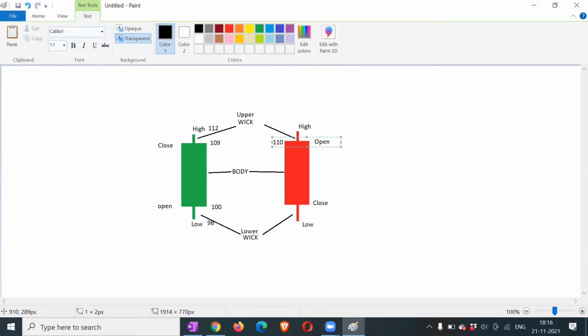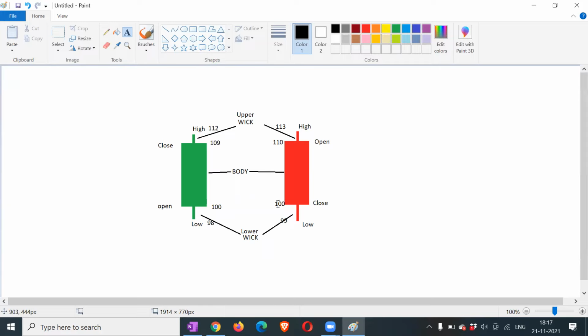Open 110, high 113 something, and low 99. Close is 100. So opened 110, closed 100, red candle. Opened 100, closed 109, green candle. Simple. Maybe you understood this basic concept till here.